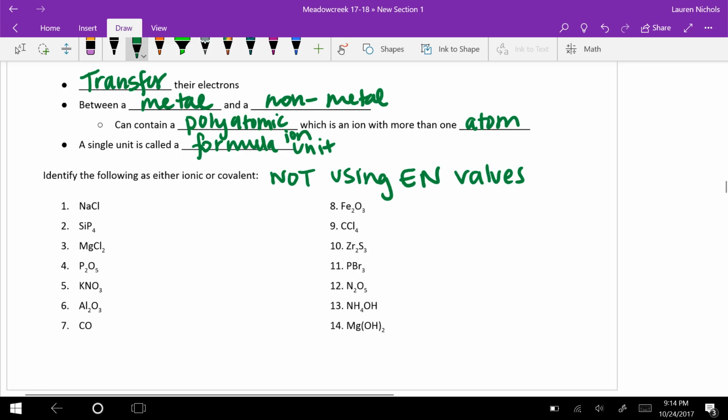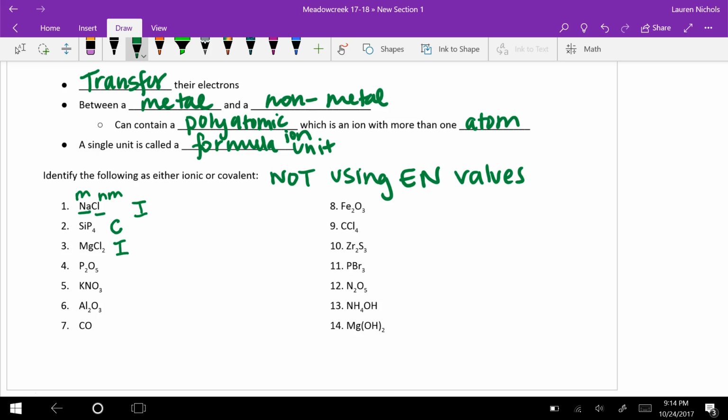So for example, sodium and chlorine, if you look on the periodic table, sodium is going to be a metal, chlorine is a nonmetal, so this will be an ionic compound. Now this is not always a perfect method, but it is how we determine it for naming and things like that, so it's going to be really important. Silicon is a metalloid and phosphorus is a nonmetal, so this would be a covalent compound. Magnesium chloride, magnesium is a metal, chlorine is a nonmetal, so this would be ionic.